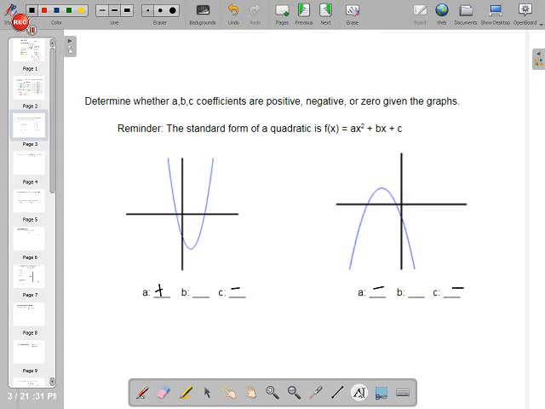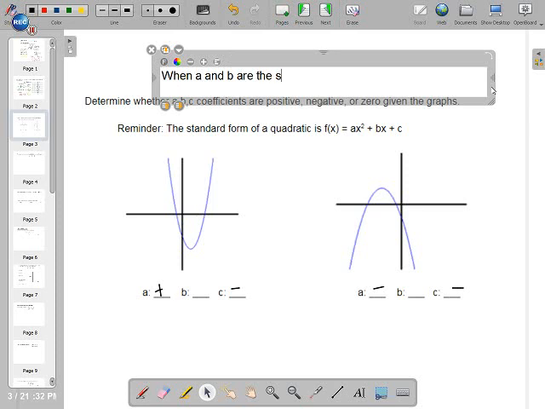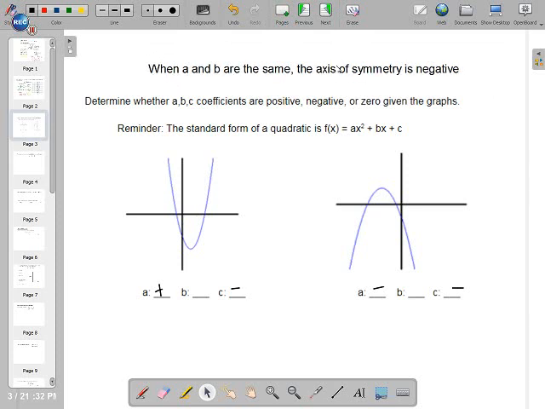The trick that we oftentimes remember is that when a and b are the same, the axis of symmetry is negative. So if the axis of symmetry is negative, that means it went to the left. This one has an axis of symmetry that's off to the left, so that means a and b must be the same, which means if a is negative, b is negative. This guy has been shifted off to the right, which means a and b must be opposites. If a is positive, b is negative. The trick, again, is that when a and b have the same sign, the axis of symmetry is negative, and the entire parabola will shift to the left.